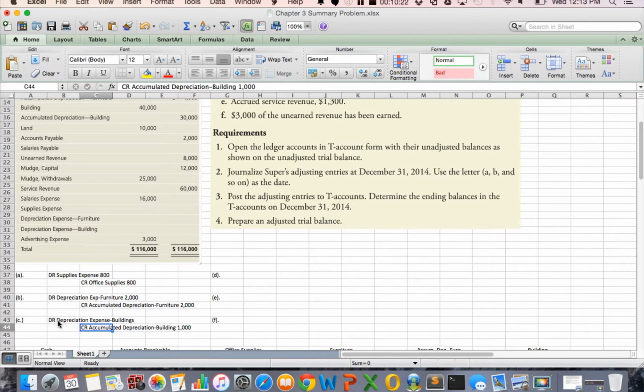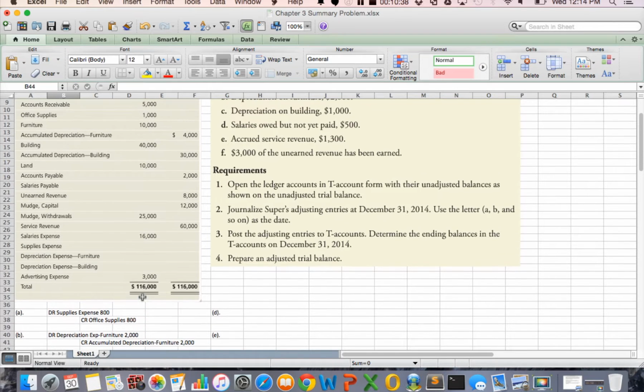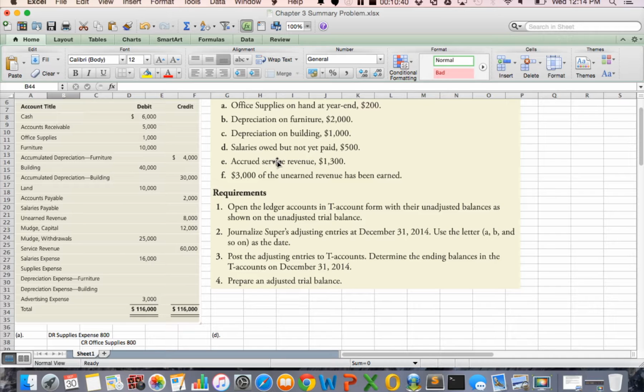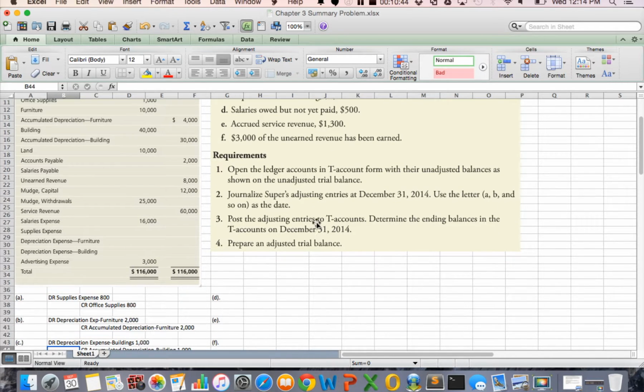This was for $1,000 this time. Okay, does everyone see how I did that with depreciation? As long as you have the template, you know debit depreciation expense, credit accumulated depreciation. The amounts are given to you, so those ones, depreciation should be pretty straightforward. Okay. D, salaries owed but not yet paid.